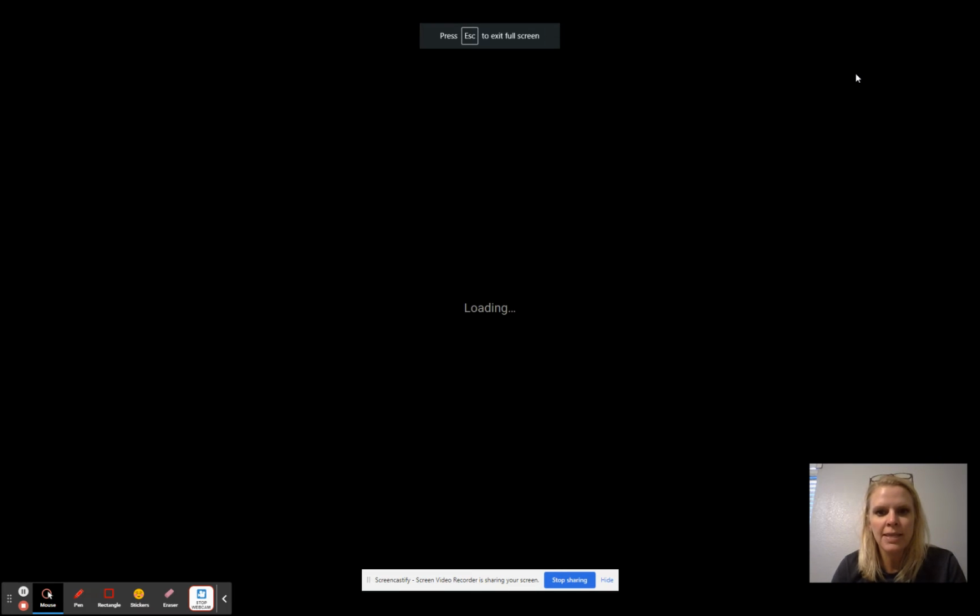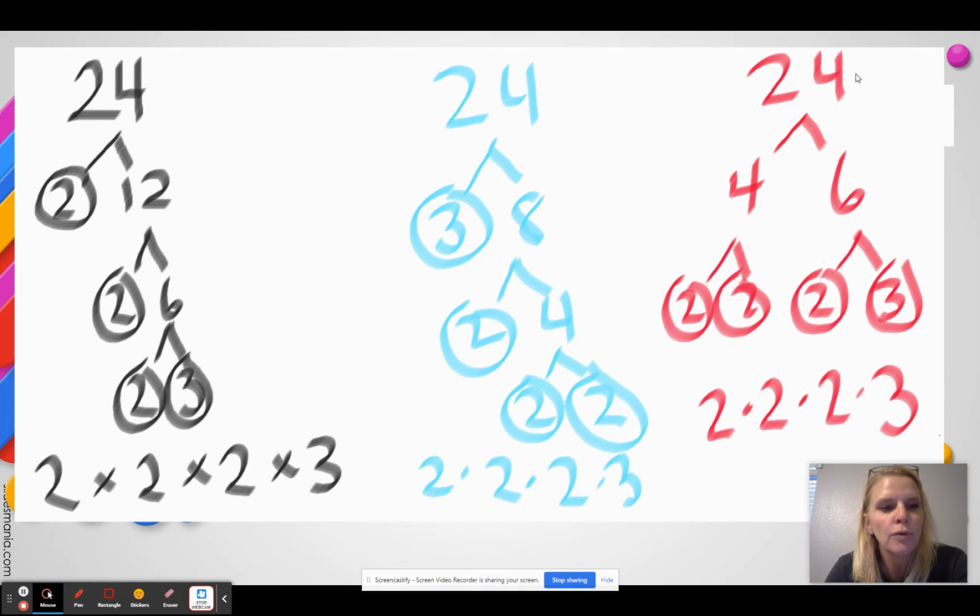Okay, as you guys can see, I did the example for number 24. When you look at the number 24, you'll be able to see that I started with different factor pairs. You're like, why does she have three different sets of the same number up there? Well, I started with different factor pairs.